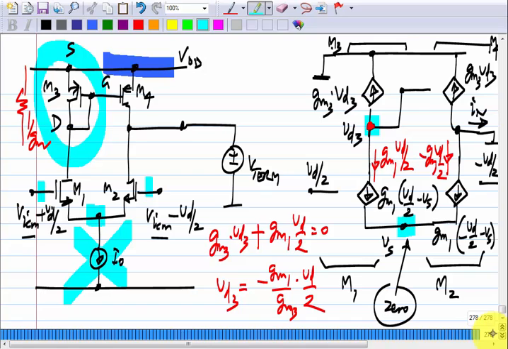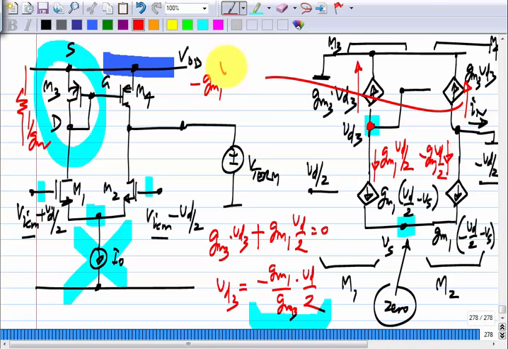After you get a certain level of comfort, you can do all these things without going through every step of the calculation, but do not try to skip steps right at the beginning. So, Vd3 is some value. What is this current now? We have found everything, right, we know this also. How much is that? It's basically GM3 times that number, GM3 times this whole thing. So, this current in this direction is minus GM1 Vd by 2, okay, is this fine?